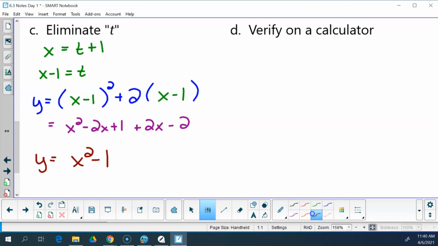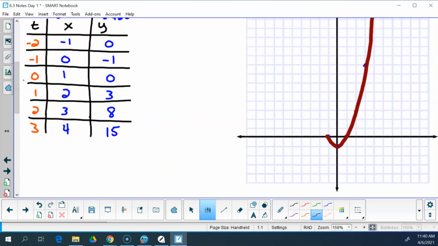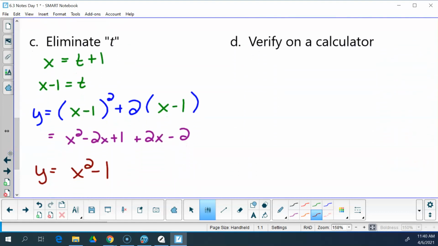Y equals x squared minus 1 as a function is an upwards opening parabola shifted down 1. Well, if we go back and we look at our graph, we've got what appears to be an upwards opening parabola shifted down 1. We just have a chunk of it. Took a chunk out. Questions on that? I want everybody to be done with that before we start the next part.